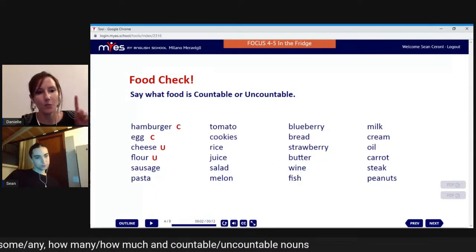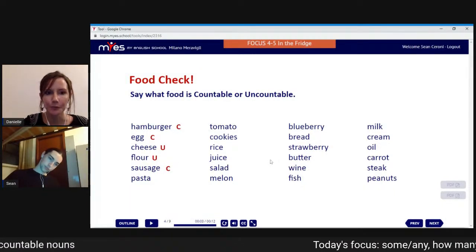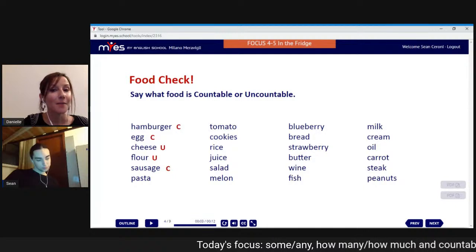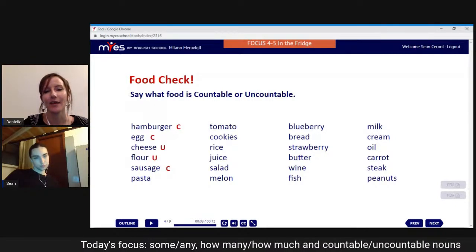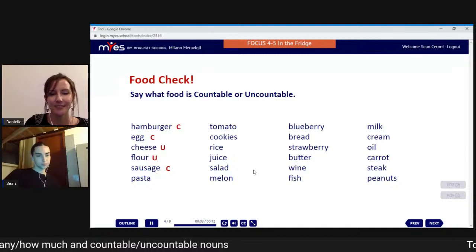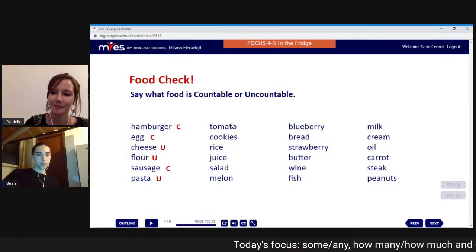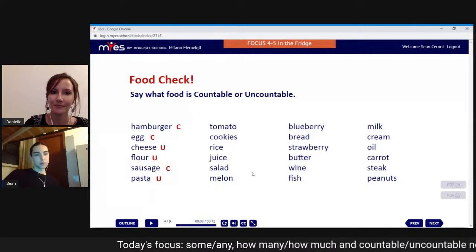Sausage. You have one sausage, two sausages, three sausages. Yeah, it's countable. And pasta is like flour and cheese. We talk about it generally. Okay, good. Uncountable. So I'll do the next row.